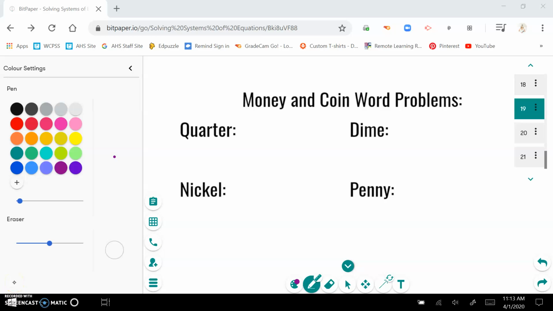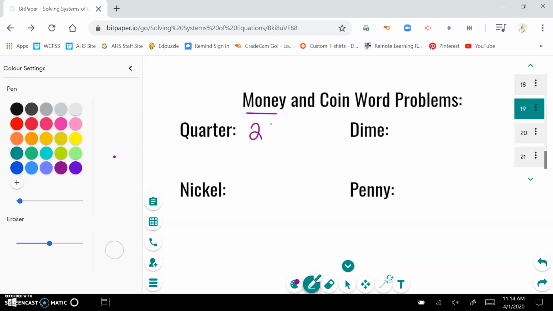The last thing we need to look at is money and coin word problems, or just word problems in general. The key thing is that you want to make sure that you are doing some pretty basic steps. But before we can get into them, when we're talking about money, we want to note how much everything is worth.